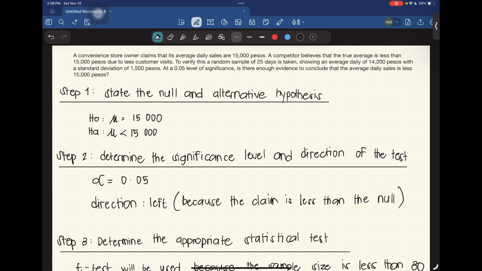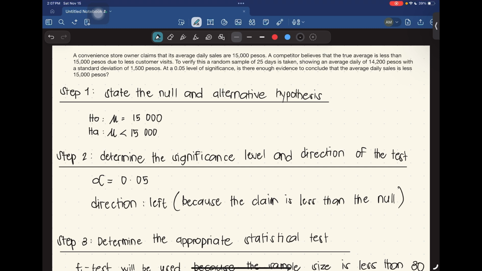A convenience store owner claims that its average daily sales are 15,000 pesos. A competitor believes that the true average is less than 15,000 pesos due to less customer visits. To verify this, a random sample of 25 days is taken, showing an average daily sales of 14,200 pesos with a standard deviation of 1,500 pesos. At a 0.05 level of significance, is there enough evidence to conclude that the average daily sales is less than 15,000 pesos?